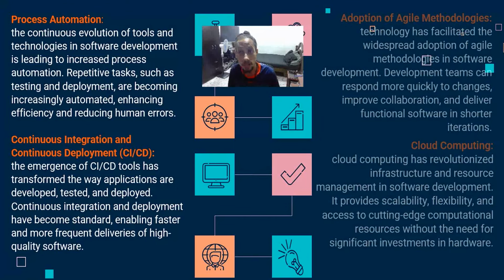Finally, the adoption of agile methodologies. Technology has facilitated the widespread adoption of agile methodologies in software development. Development teams can respond more quickly to changes, improve collaboration, and deliver functional software in shorter iterations. The cloud computing. Obviously, cloud computing has revolutionized infrastructure and resource management in software development. It provides scalability, flexibility, and access to cutting-edge computational resources without the need for significant investment in hardware.